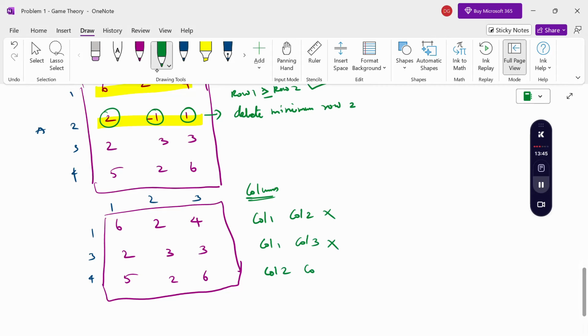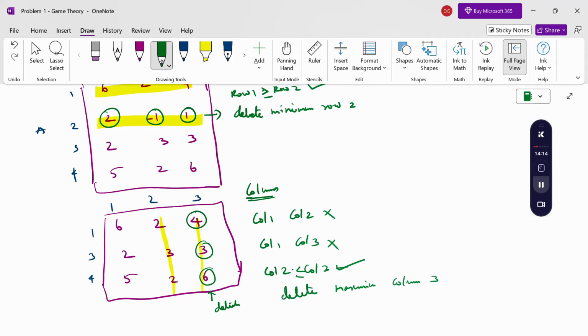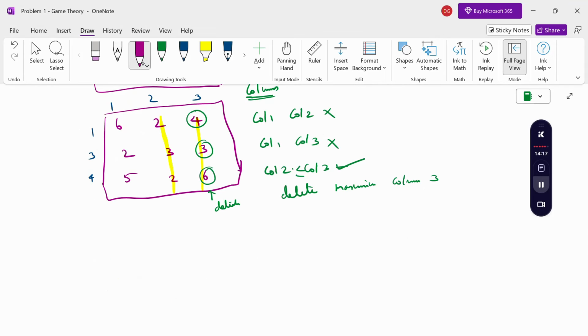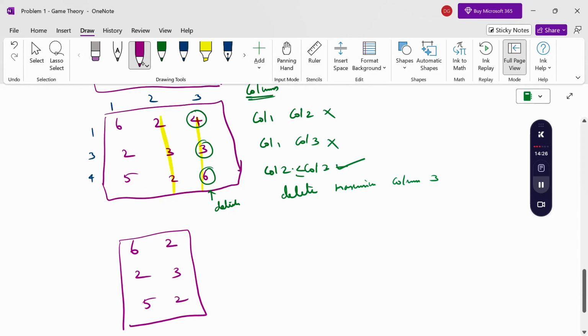Then column 2, column 3 comparison. When I compare these, 4 maximum, 3 equal, 6 maximum. Therefore the less than or equal comparison is possible, so delete maximum column 3. Therefore now the values are 6, 2, 2, 3, 5, 2. So the column is deleted. Therefore here 1, 2, 1, 3, 4.